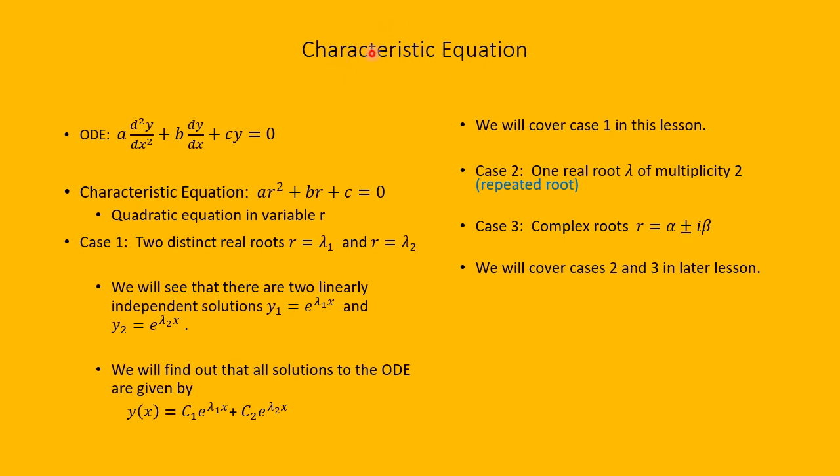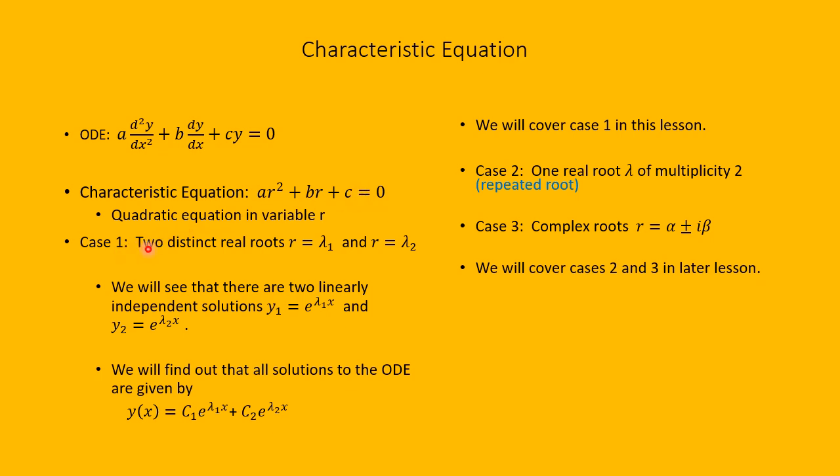So let's look at this characteristic equation a little bit more. We're still considering this ordinary differential equation, constant coefficients a, b, and c, and we saw that the characteristic equation was ar squared plus br plus c equals 0. We got this by looking for solutions of the form y equals e to the rx. Well, this is a quadratic equation in that variable r, and we know for a quadratic equation like this, there are 3 cases we must consider.